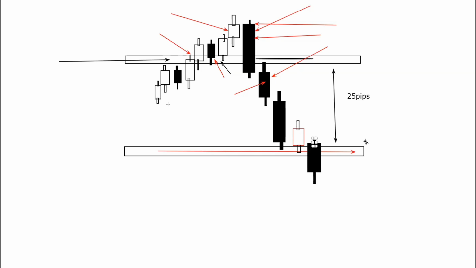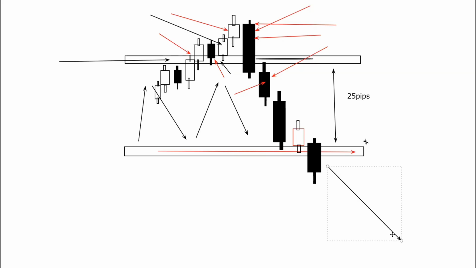Because if this whole area was ranging, after the range, candles break out of the range, you know? So this broke out, it couldn't maintain its move up. So then what's going to happen? It's going to go back down to support. It's going to probably continue falling down.